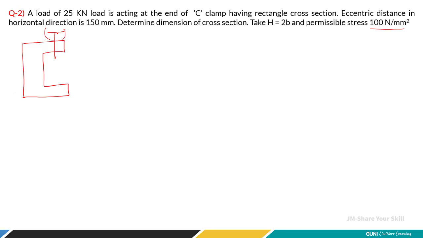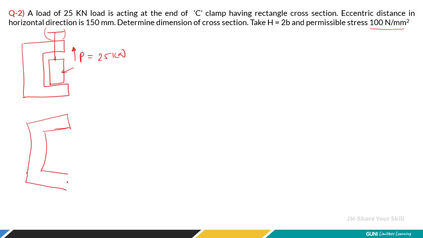When you try to clamp it, it is going to create a force down on the given product. Because of that, it is going to experience a reverse loading in the vertical direction. That vertical reaction is equal to 25 kilonewton, and hence the whole C clamp tries to bend in this manner because of the given loading conditions.